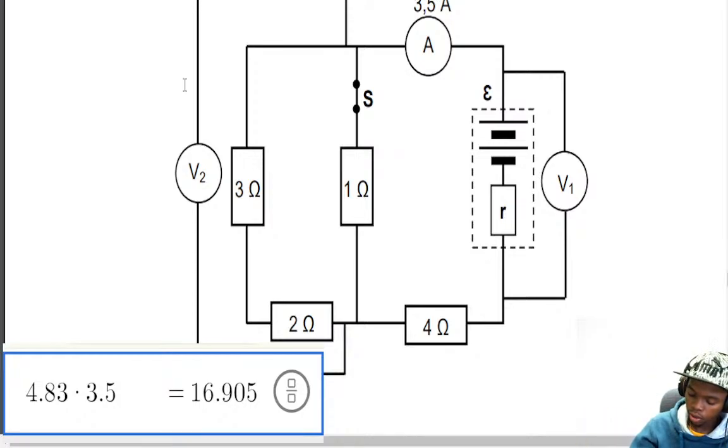This is the formula I think I showed you. The EMF is equal to the total current multiplied by the total external resistance plus the internal resistance. So if the EMF is equal to this, and we only used the current and the external resistance, it means this is not the EMF, because we didn't use the internal resistance to calculate the total voltage. So this is not the EMF. This is not the maximum that the battery is supplying.